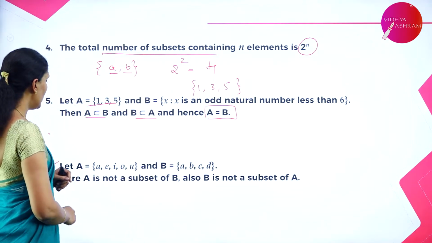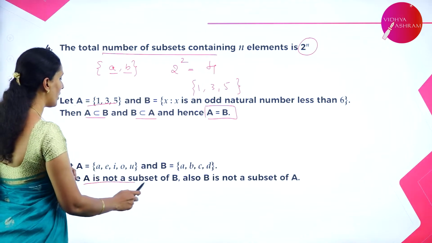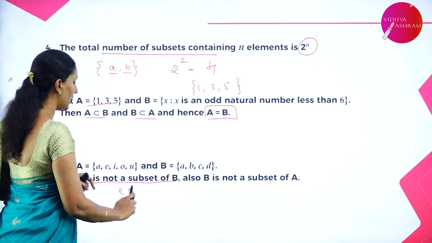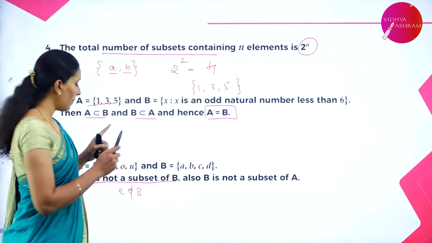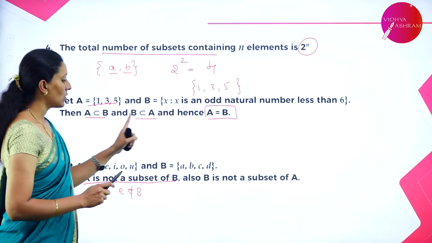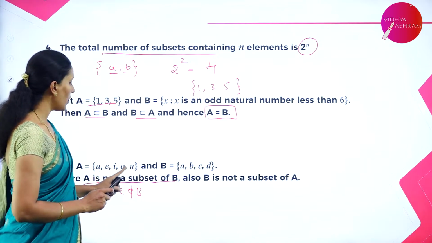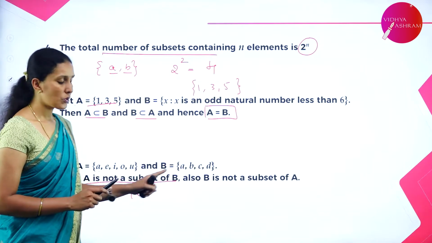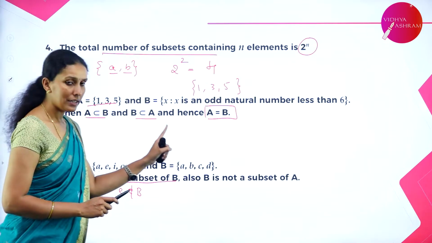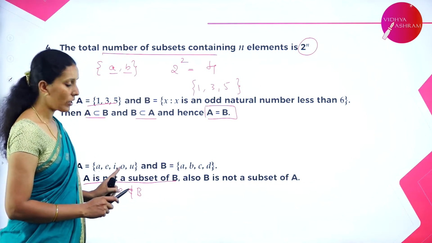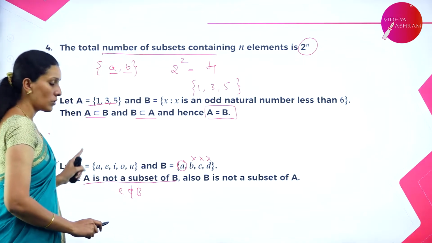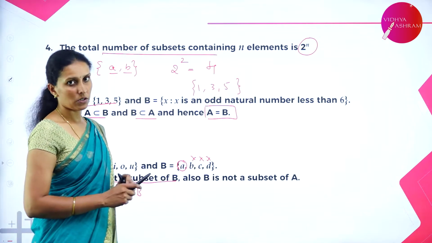Next, we have a set A with a, e, i, o, u and set B with a, b, c, d. Now here, when I say A is not a subset of B, I can give a reason, because e does not belong to B. Every element of A should also be an element of B. But here a is the only element which is in B. e, i, o, u are not inside B. That is why we say A is not a subset of B. Checking from the other end, is B a subset of A? No, it is not a subset, because other than a, b, c, d do not belong to A. Therefore, B is not a subset of A here.